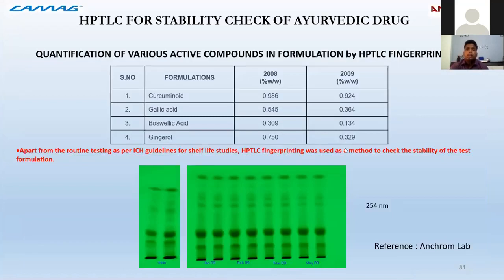by using the HPTLC, you can go for the stability study in the Ayurvedic drug also. For that, you can do it by the quantification or by the fingerprinting method. Both methods you can do. So here is the quantification for curcuminoids in 2018. It was showing 0.986%. But in 2019, that same sample is showing 0.924. That means something was degraded in the sample, so the sample was not stable. So by using this you can do the stability study also.